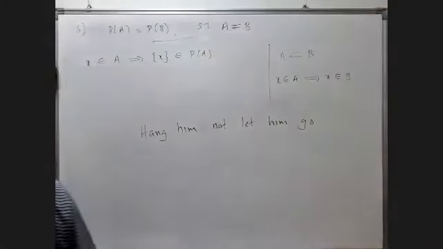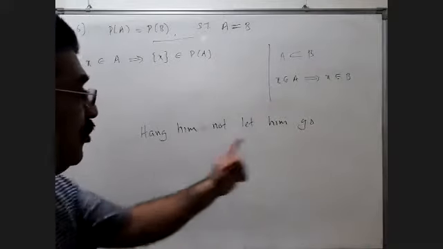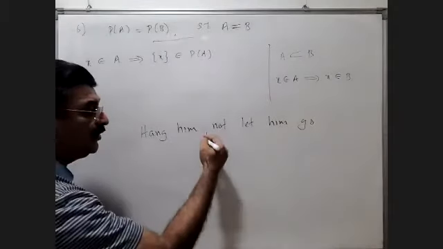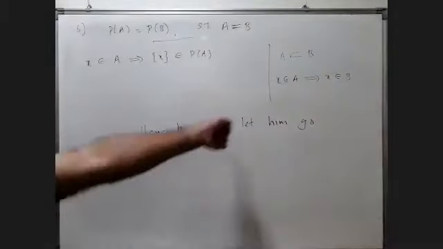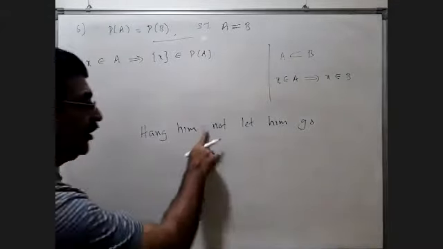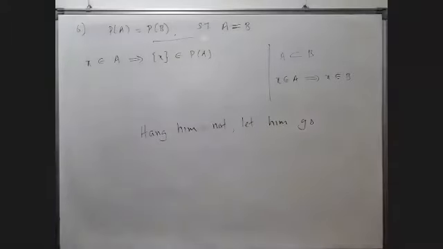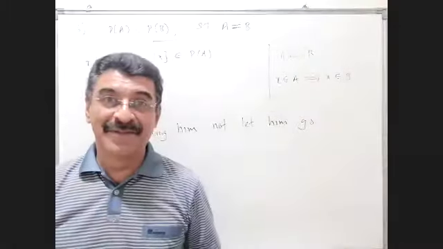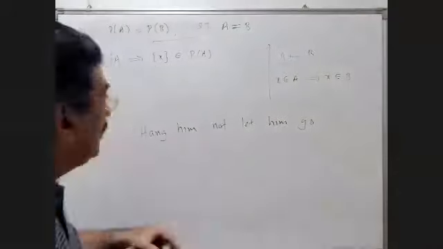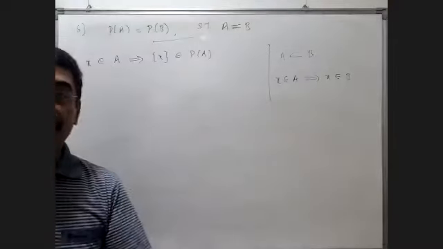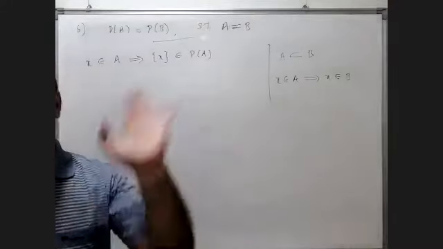The meaning of this in the English language, hang him not, let him go, is again a confusing sentence. If the comma is here, hang him, not let him go, that means he is the culprit. Whereas if the comma is here, hang him not, let him go free. See, a difference in a comma costs a life. So in the English language, the comma is very important. In our maths also, brackets play an important role. So if you put the wrong bracket, that means it is wrong.